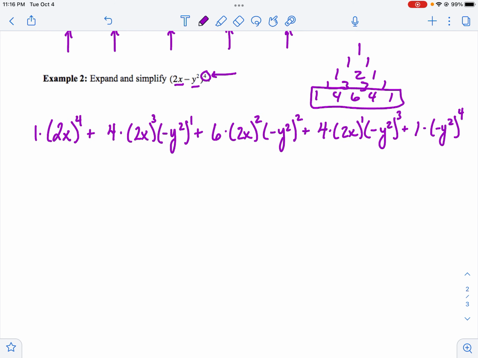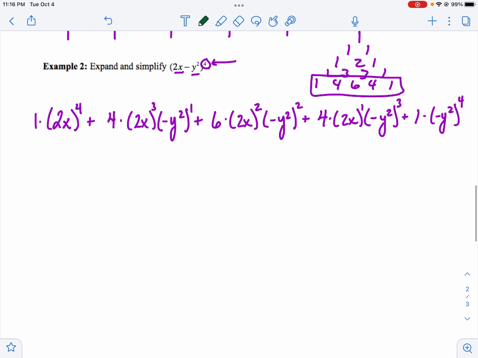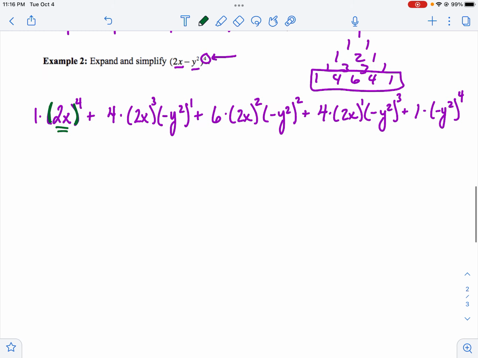So then the last thing here is, again, just to simplify. Now, this is where I see a lot of times mistakes, because notice that when I wrote the 2x, I wrote it in parentheses. That's because that whole thing is getting raised to the fourth, not just the x. So 2 to the fourth is 16x to the fourth. Okay? So you have to remember to raise the 2 to the fourth as well as the x.